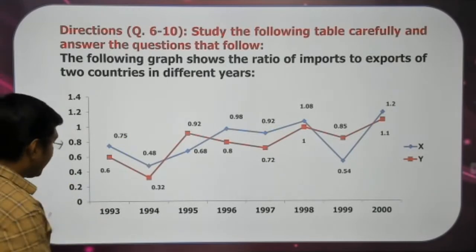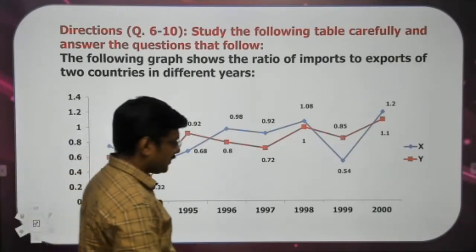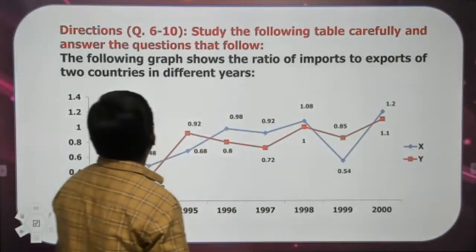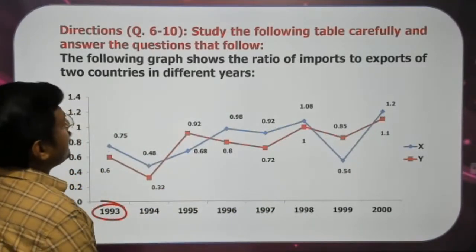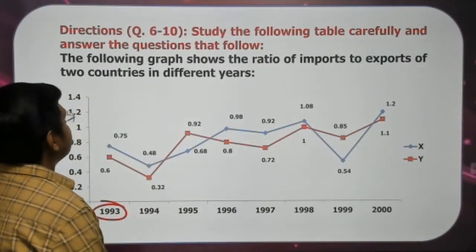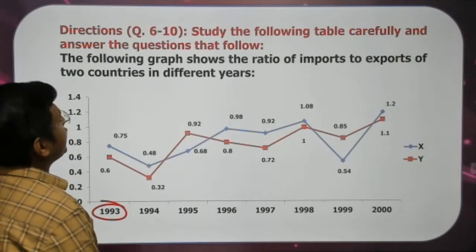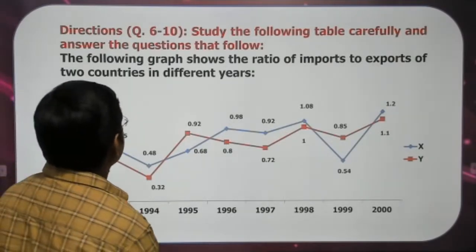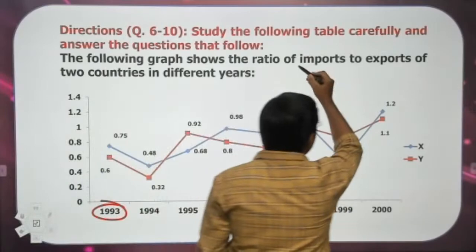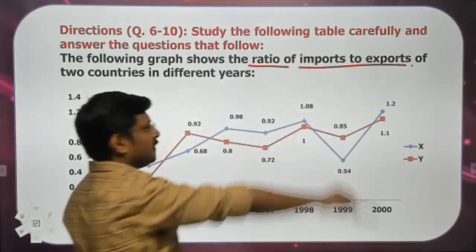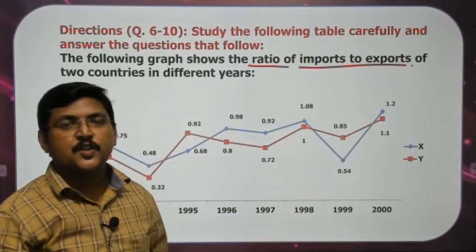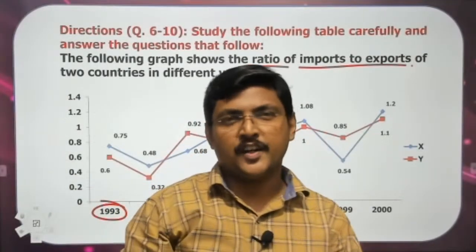Here starting from 1993 to 2000, clearly given. Study the following graph carefully and answer the questions that follow. The following graph shows the ratio of the import to export of 2 countries in different years. So the import to export ratio is given. Import to export ratio means import divided by export.